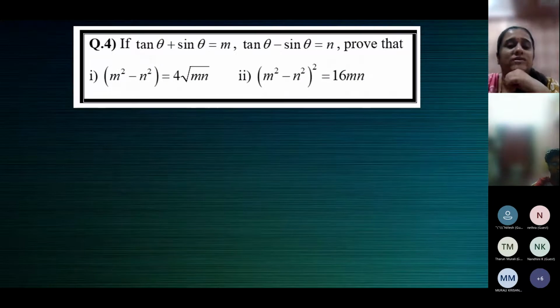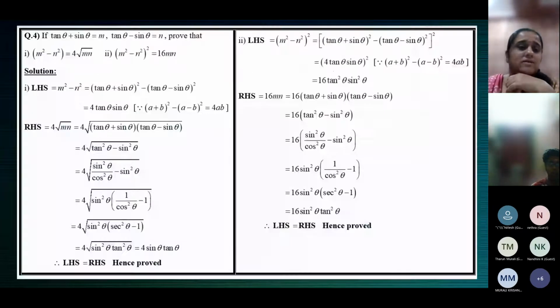Now see this one. If tan theta plus sine theta is equal to m and tan theta minus sine theta is equal to n, you have to prove these results. So m is equal to tan theta plus sine theta, n is equal to tan theta minus sine theta, and we need to prove that m square minus n square is equal to 4 root mn. Now this is in the form a plus b, a minus b.